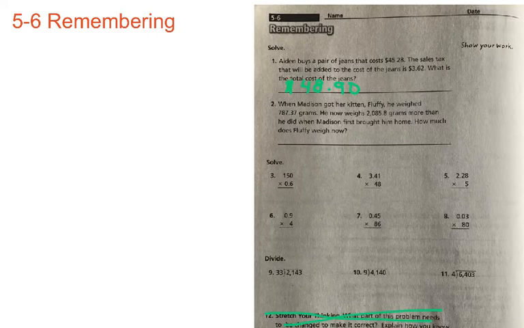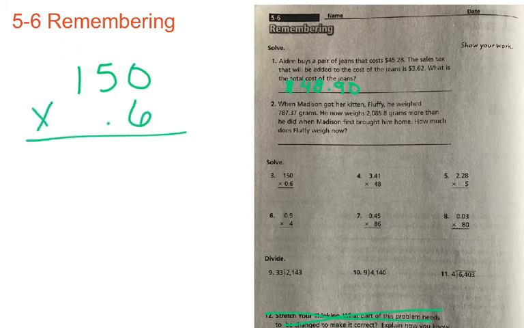When we look at numbers 3 through 8, you're multiplying with decimals. And remember, when we multiply with decimals, we start off by ignoring that decimal. Number 3, we have 150, and we're multiplying that by 0.6. 6 times 0 is equal to 0. 6 times 5 is equal to 30. Put down your 0, carry your 3. 6 times 1 is equal to 6, plus 3 is equal to 9.